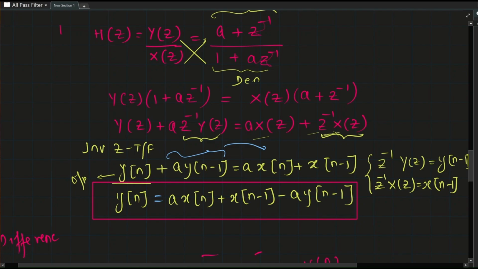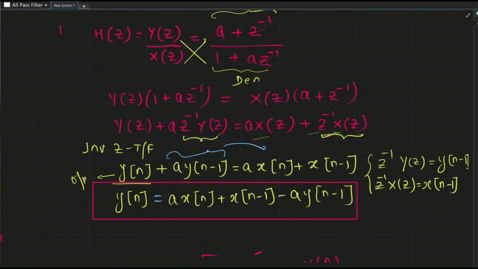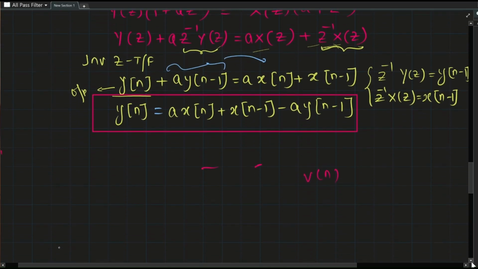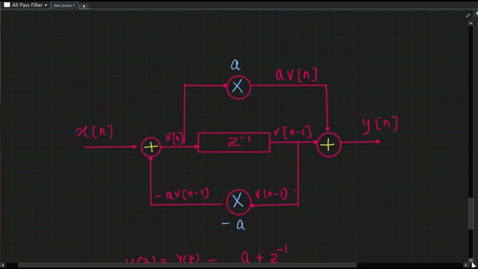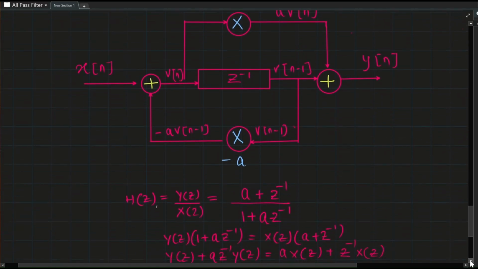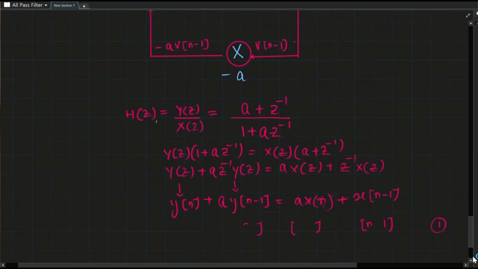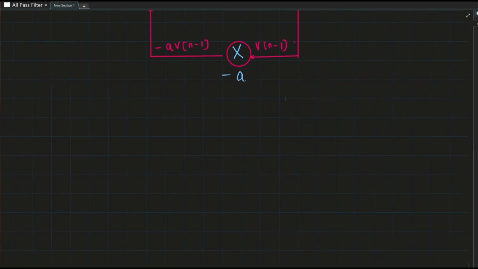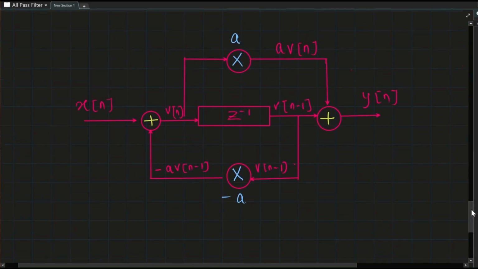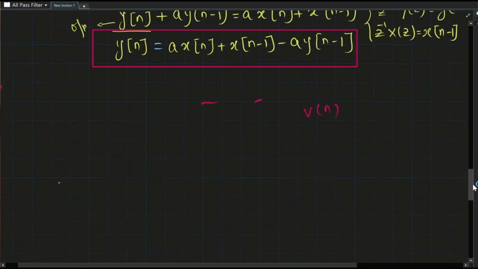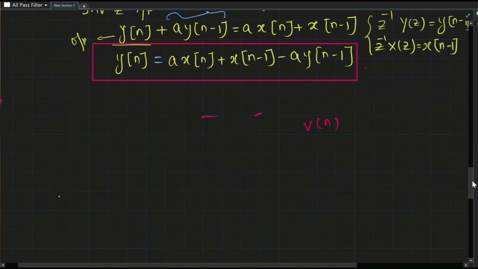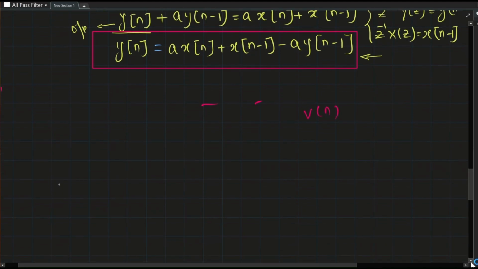Now we have to come up with a filter structure, and let's see how to go about implementing this in a filter structure. For that, I have created this filter structure, and essentially we have already covered this part, so this is not needed. I'm going to erase this. Okay, so I propose that this filter structure implements the difference equation that we saw earlier, which is this one, and let's investigate whether this is actually implementing this difference equation or not.